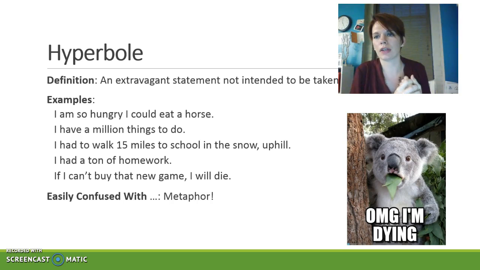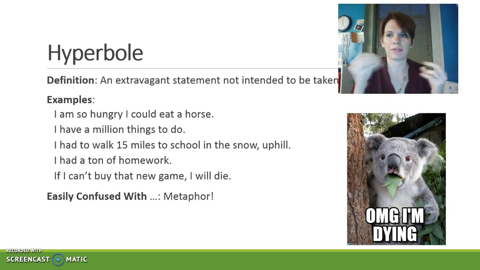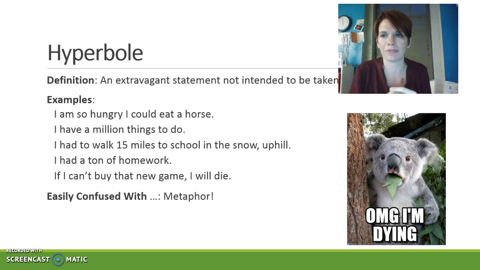Something people do on social media all the time is they'll say, oh my god, dying. Or, oh my god, laugh out loud, rolling on the floor laughing. You're not actually doing those things. That's an exaggeration. That's hyperbole. If you actually died all the times you've typed or texted, oh my god, dying, you would have probably died 15 times by now. That's called hyperbole. People mess this up with metaphor.